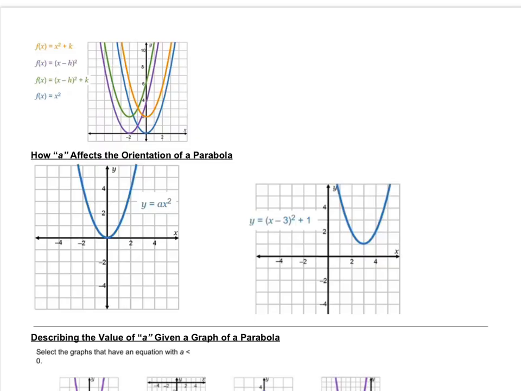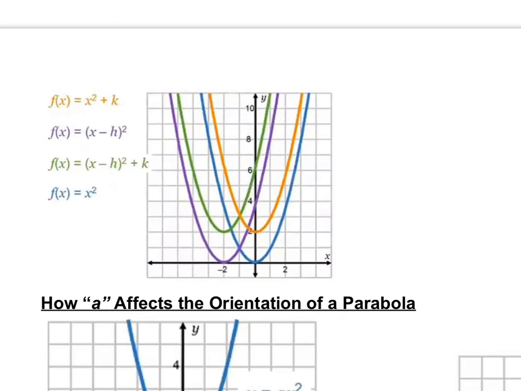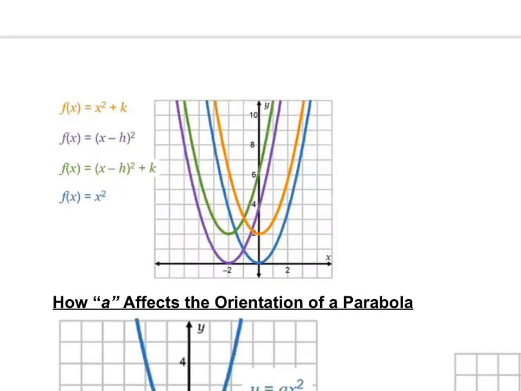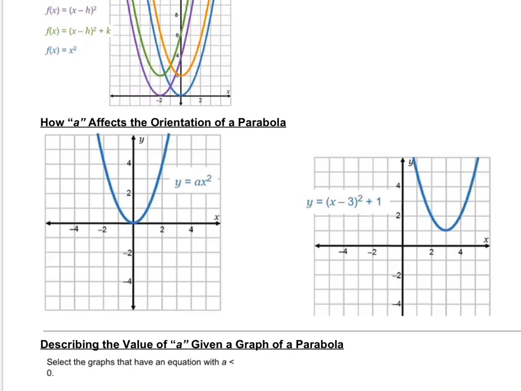But now let's talk about this whole A thing. If we look over here, we talked about a simple case: if the blue function is my parent function, adding a K just moves that graph up. If we subtract an H, that means we're going to move it over. And if we combine them both, it's going to be up and over in some fashion. So let's talk about how you make the values a little bit skinnier.